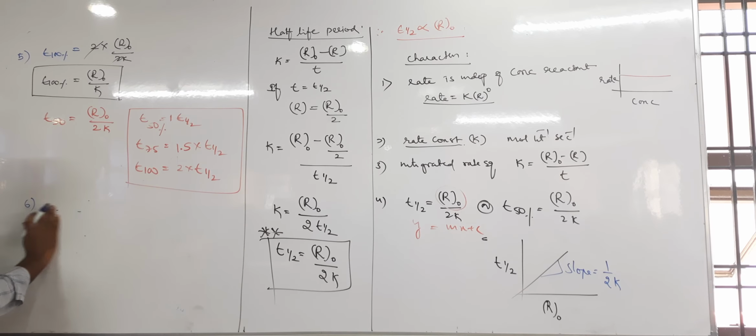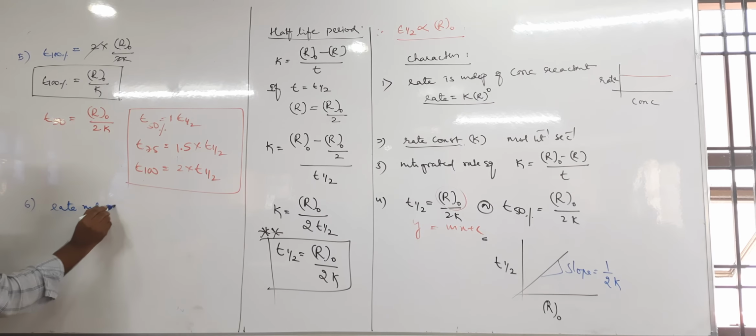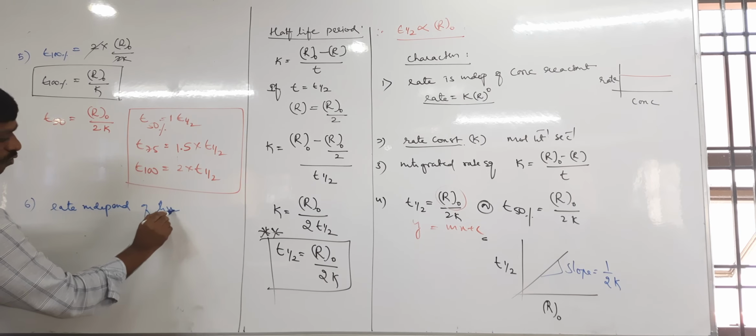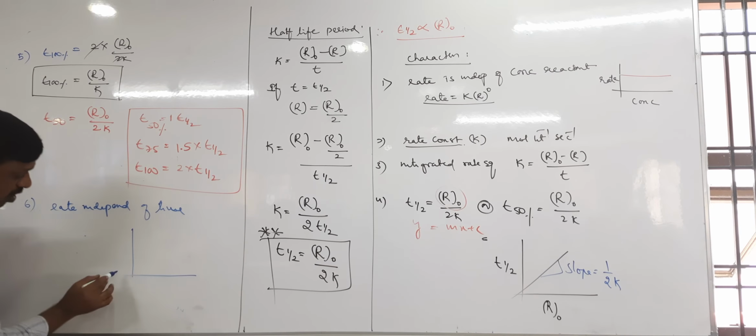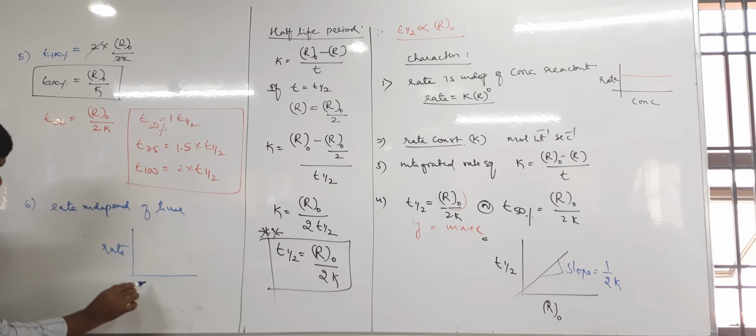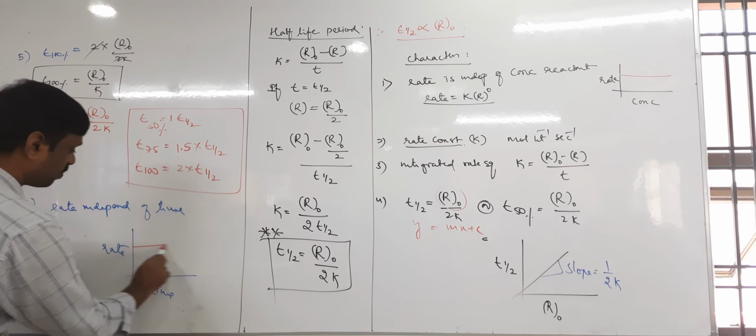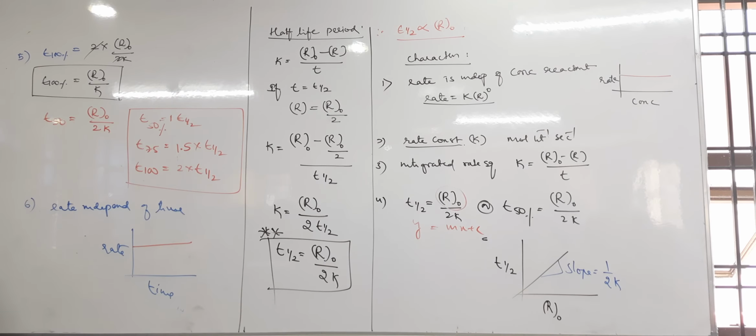For a zero order reaction, rate is independent of time. So therefore if you plot the graph between rate versus time, since it is independent, it gives a straight line which is parallel to the x-axis.